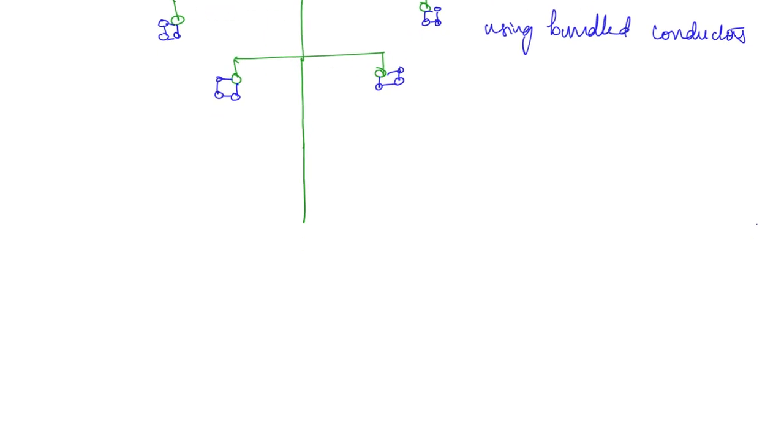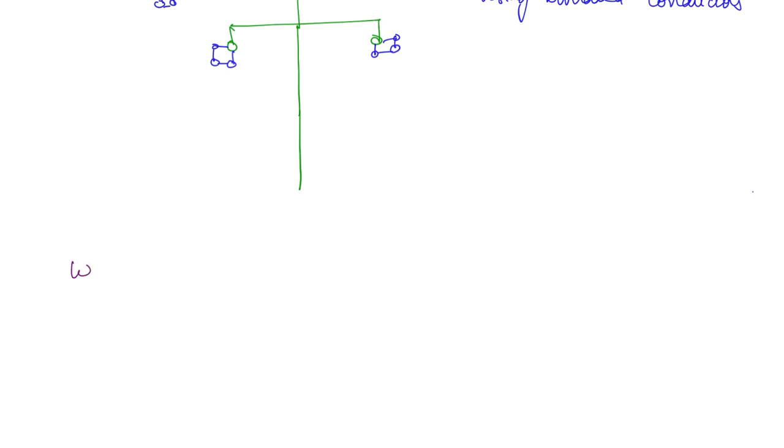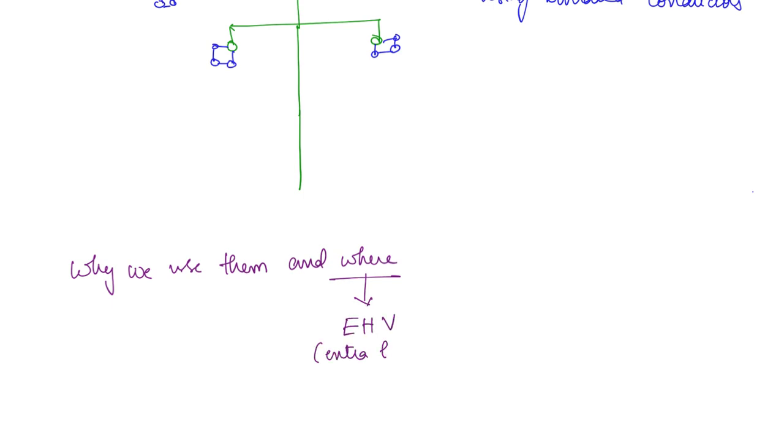Now the next question is, why do we use bundled conductors and where do we use them? This is used in extra high voltage applications. EHV means extra high voltage. And why are they used? In a bundled conductor, the effective geometric mean radius is going to be increased, because now instead of the conductors being close together, there is some gap introduced between the subconductors. So the effective geometric mean radius is going to increase.